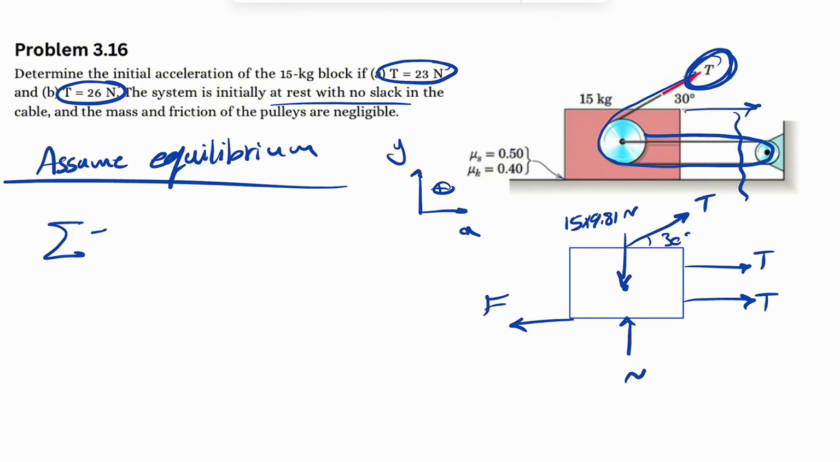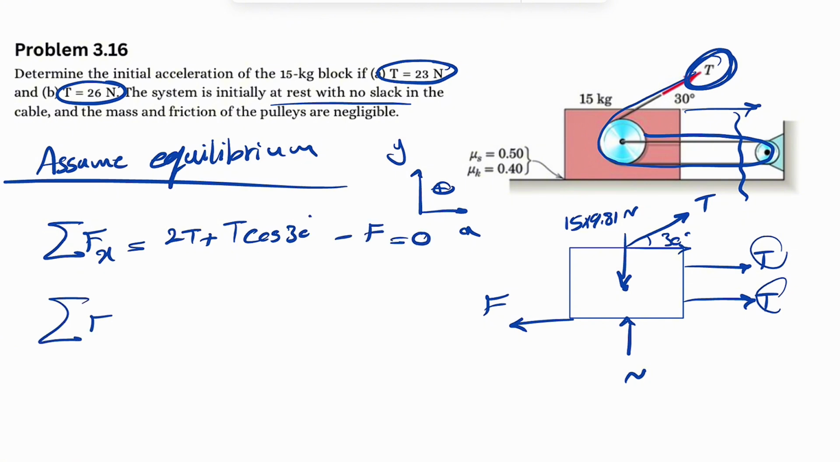So I showed my x and y axes here. Let's start with the x. We have two T's, and also the x component of the diagonal one. So we have 2T plus T cosine of 30 degrees as the x component, negative F equals 0, and for the sum of all forces in y, we have N negative weight, which is 15 times 9.81, plus T sine of 30 degrees.